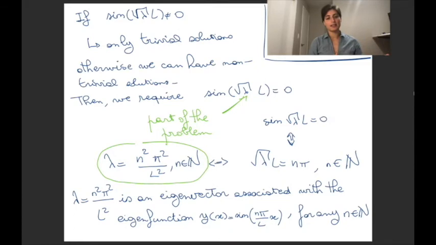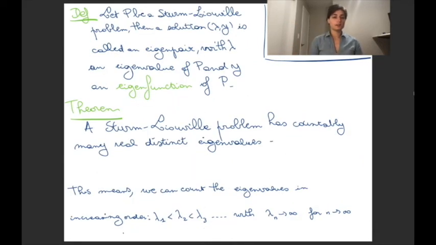We say that lambda is an eigenvalue associated with the eigenfunction sine of n pi divided by L times x. Both of them are valid for any positive integer n. So if P is a Sturm Liouville problem, then a solution lambda, y is called an eigenpair.